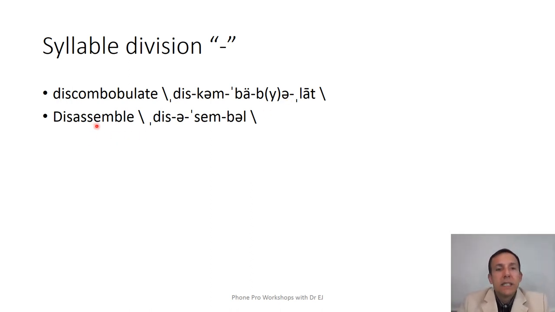Now, the word disassemble has the same syllable division, and here we have disassemble. If you take a look, you have a secondary stress here, meaning the syllable dis will be secondarily stressed, and then the syllable sem will be primarily stressed. So the pronunciation is disassemble, disassemble, okay? Let's move on to the following slide.